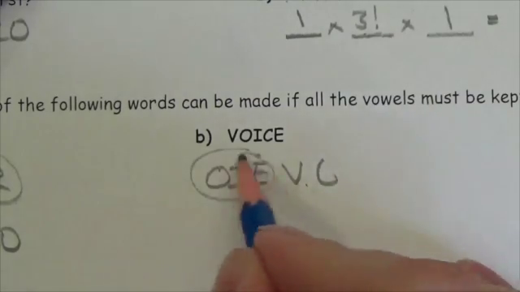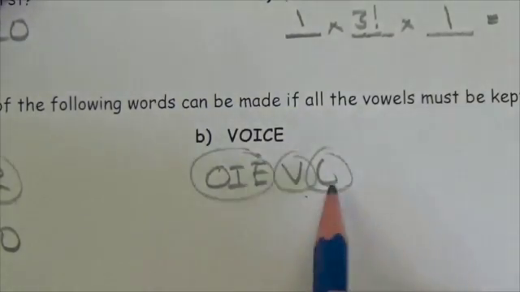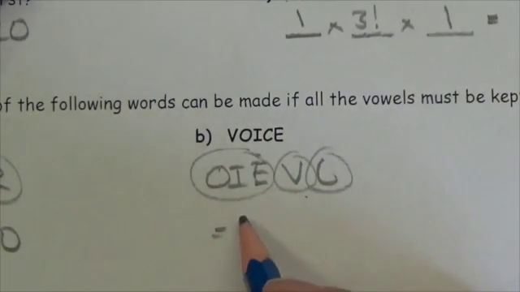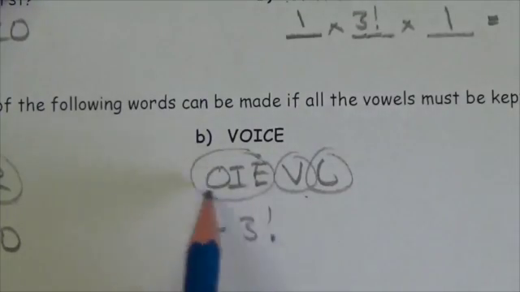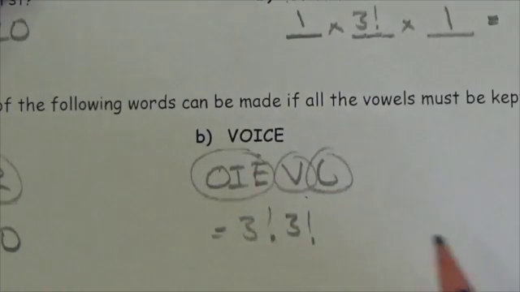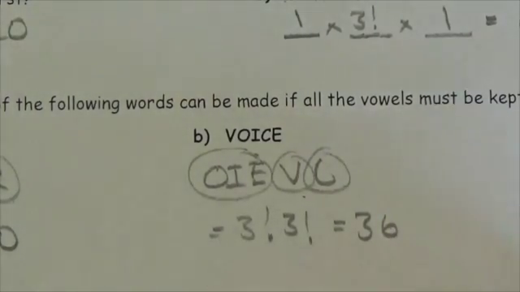So how many groups am I permuting? Well, 3 groups, 2 of which have only got 1 object in them, but I got 3 groups here. So that's 3 factorial for the groups. And then no matter where I put this, there's going to be 3 factorial ways that group can be permuted. And so 3 factorial multiplied by 3 factorial is going to give us 36 different permutations where the vowels are kept together.